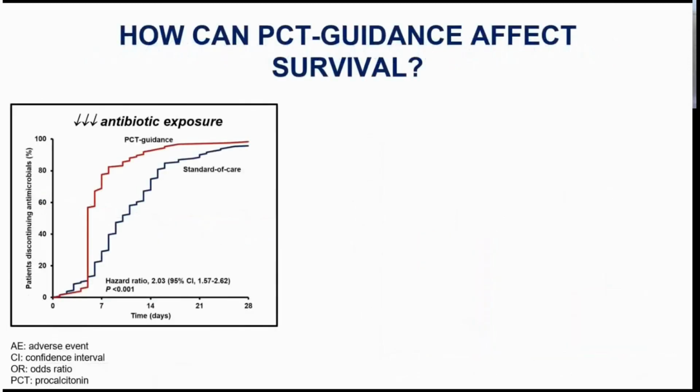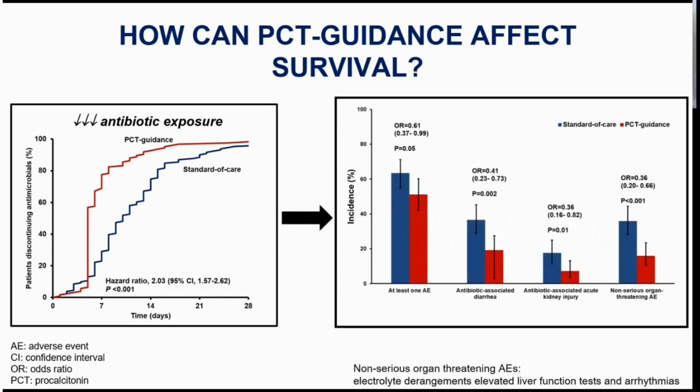And how else can this be achieved? We showed already that you have a decrease of infections by drug-resistant bacteria and a decrease of infections by Clostridium difficile. Indeed, exposure to antibiotics was lower, and antibiotics have adverse events. Which are these adverse events? It's diarrhea, acute kidney injury, electrolyte derangements, elevated liver function tests, arrhythmias. And all these go down if you give antibiotics for a shorter time period.